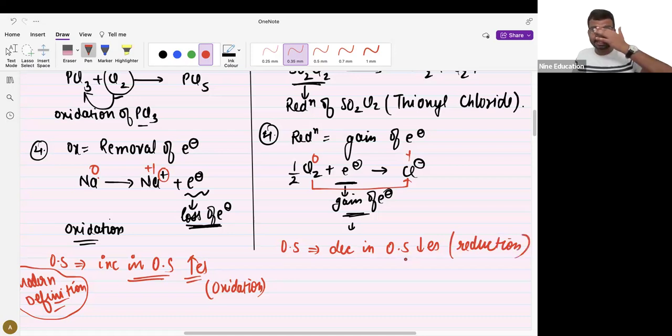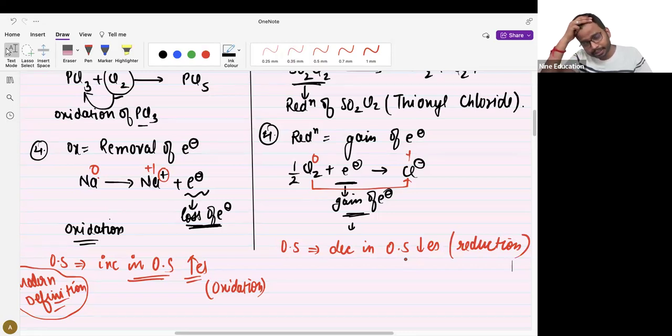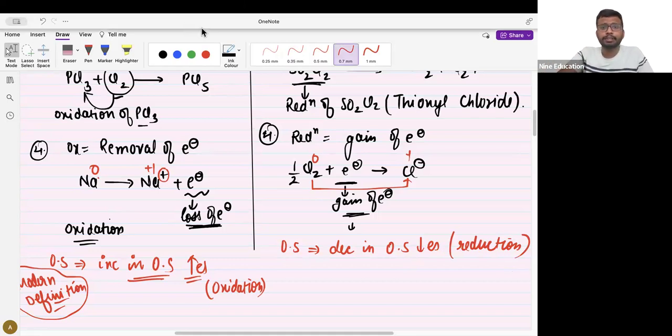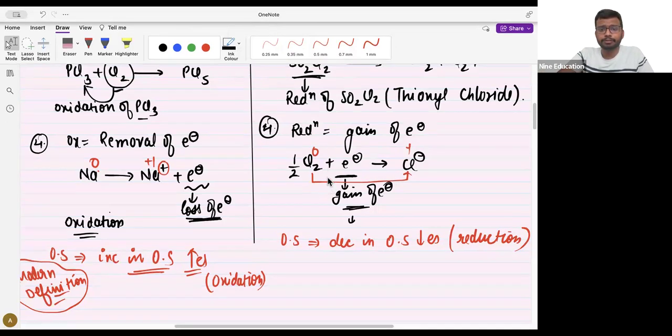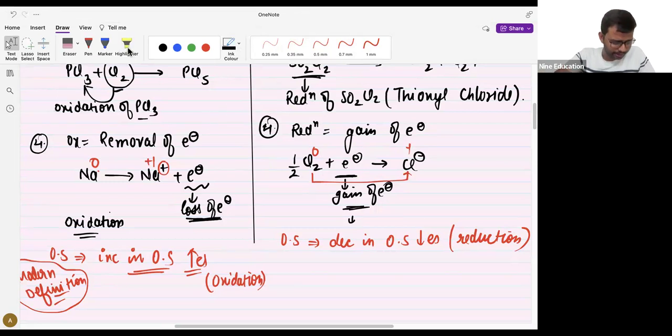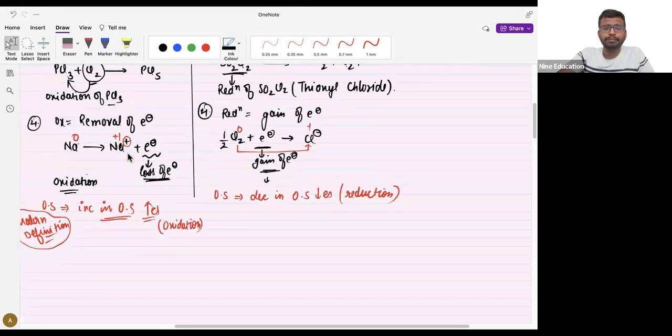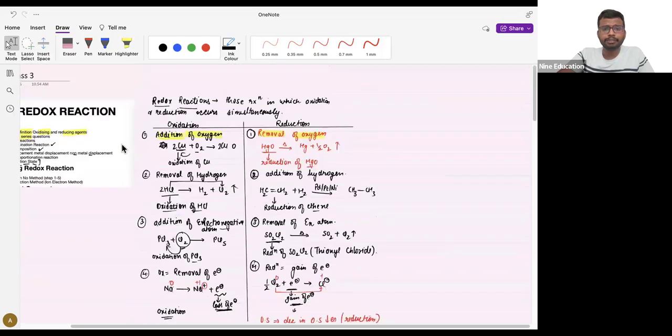If somewhere the oxidation state is increasing, that is known as oxidation. If it is decreasing, that is known as reduction. Simple. Understanding or not? Write yes or no in the chat box. These definitions are very simple.